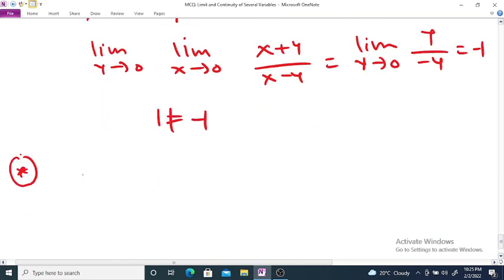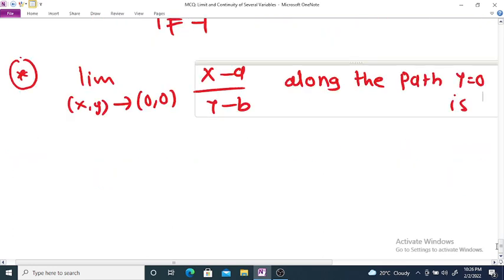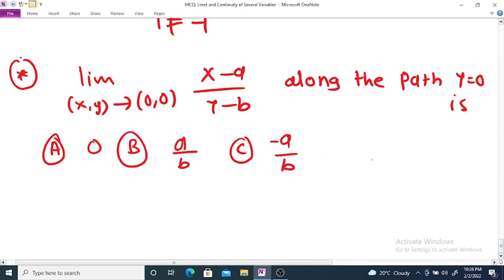The next example: limit as (x, y) tends to (0, 0) of (x minus a) divided by (y minus b) along the path y is equal to 0, and the options are given. The first option A is 0, option B is a by b, option C is minus a by b, and option D, none of these.